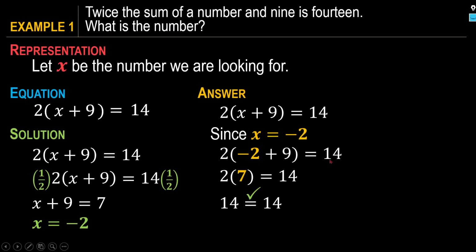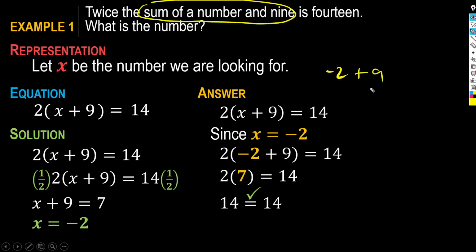Okay? And of course, you can also use scratch paper and look at this. Twice the sum of a number and 9. The sum of a number and 9. Our number is negative 2. What is the sum of our number and 9? Isn't it 7? This is 7. And then it says, twice that sum. Twice 7 is 14.